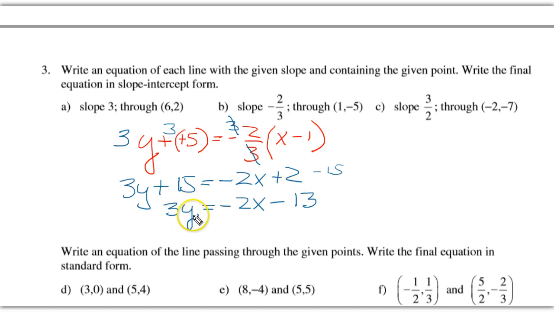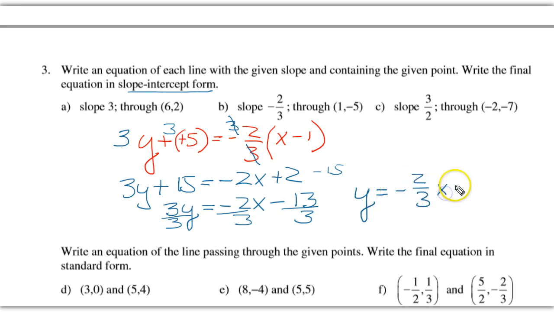And now to solve for y, because they want it in slope-intercept form, we divide everything by 3. And we get now y equals a negative 2/3 x minus 13/3. So much easier to deal with when you've taken care of that fraction early on than trying to manipulate with that fraction.